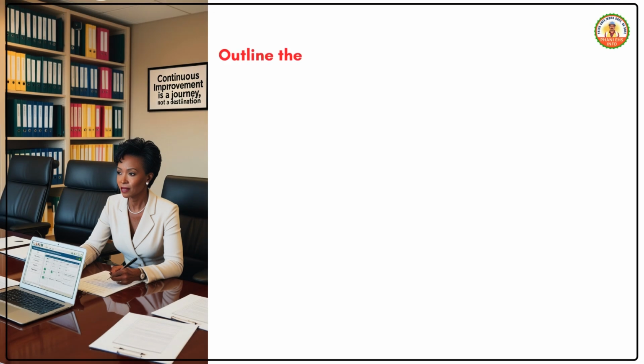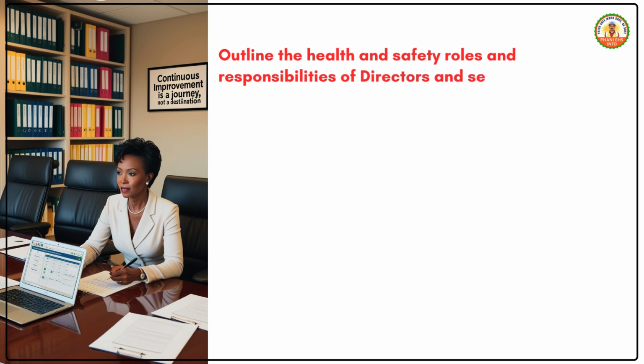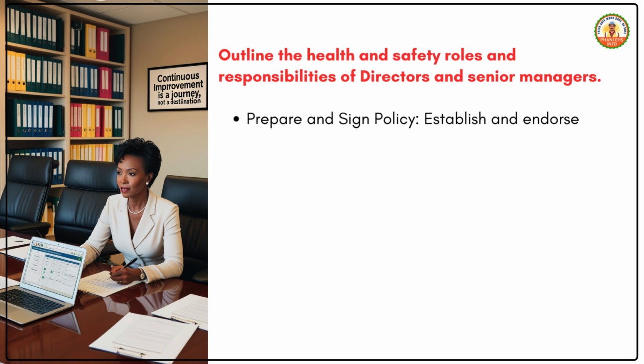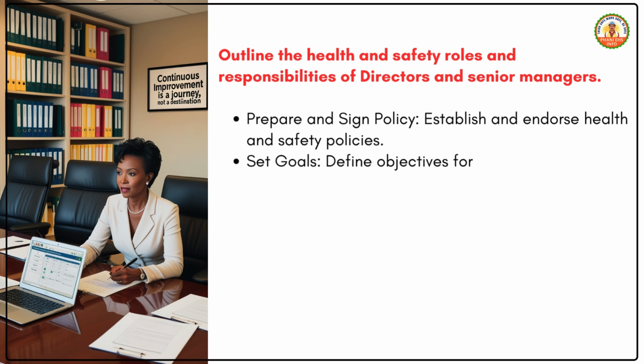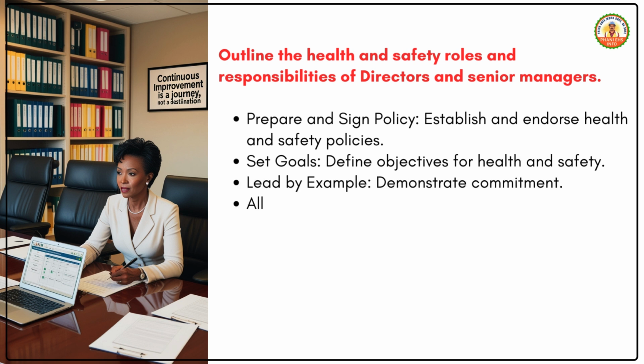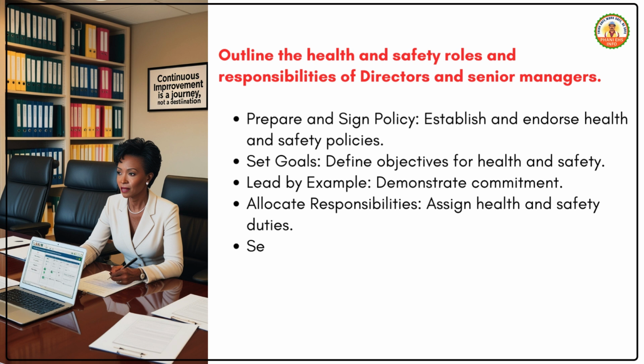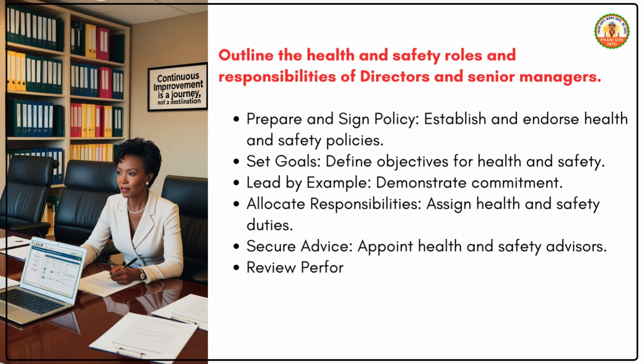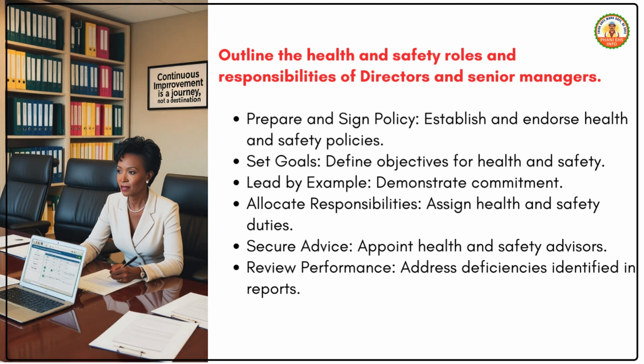Outline the health and safety roles and responsibilities of directors and senior managers. Prepare and sign policy, establish and endorse health and safety policies. Set goals, define objectives for health and safety. Lead by example, demonstrate commitment. Allocate responsibilities, assign health and safety duties. Secure advice, appoint health and safety advisors. Review performance, address deficiencies identified in reports.